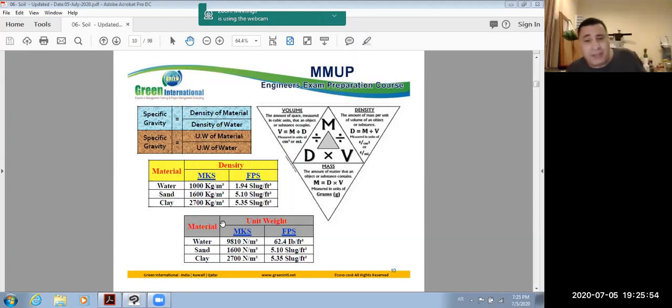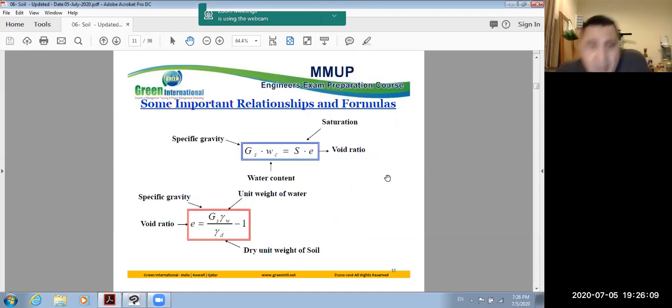If the unit weight of water is 9,800 Newton per cubic meter, that's... I did copy paste, and then anyway, let us go for some important relationships and formulas as well.